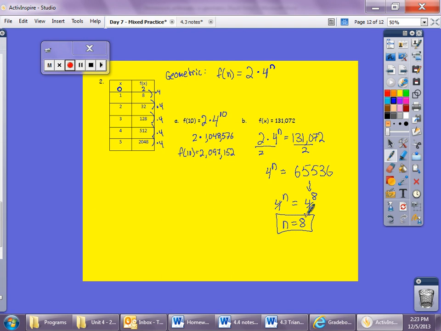So that's how we find these values for our functions. And that's our geometric versus arithmetic sequences and all of our notes.